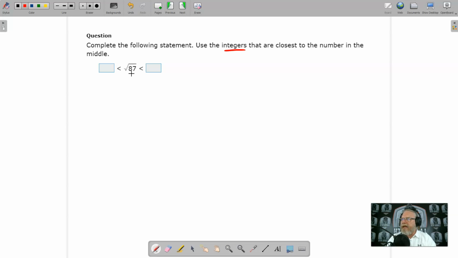So what's the next perfect square that is below 87? Well, that would be the square root of 81. And 9 times 9 is 81, so the square root of 81 is 9. And that means that this here is going to be 10, and 10 times 10 is 100, so the square root of 100 is 10. Notice that 87 falls between 81 and 100. Therefore, the value of the square root of 87 would be somewhere between the integers 9 and 10.